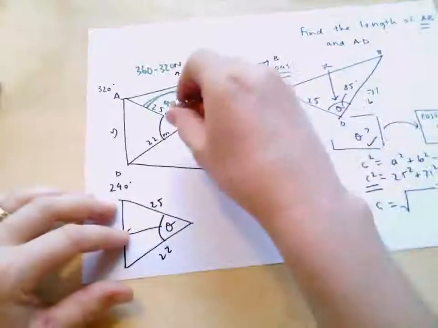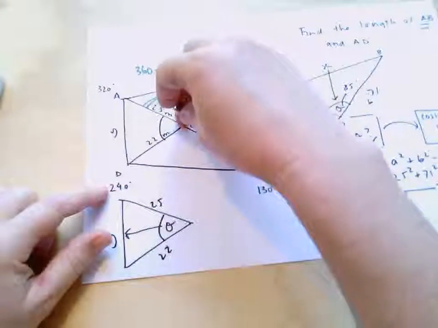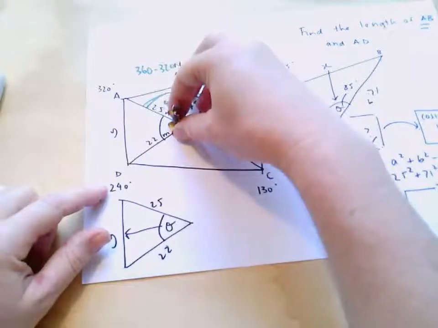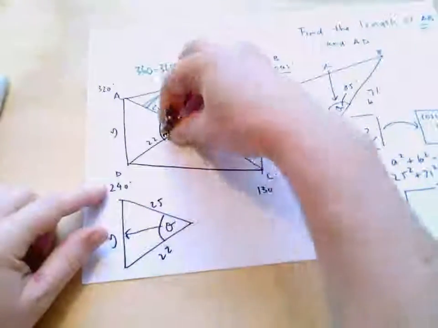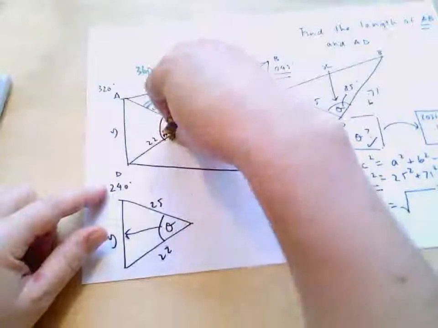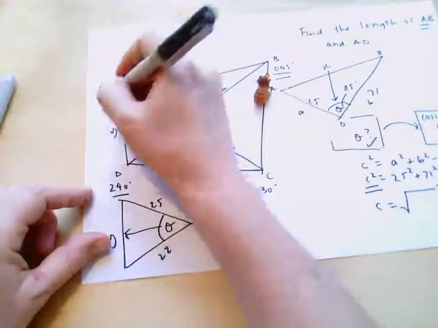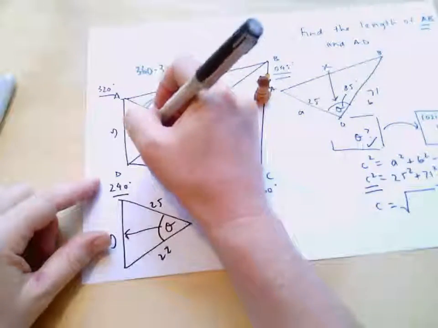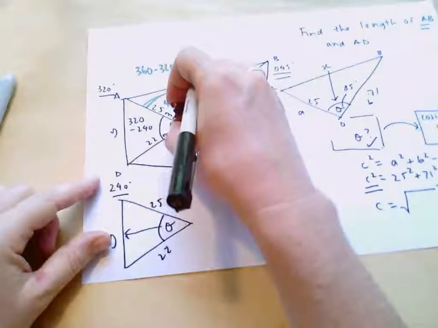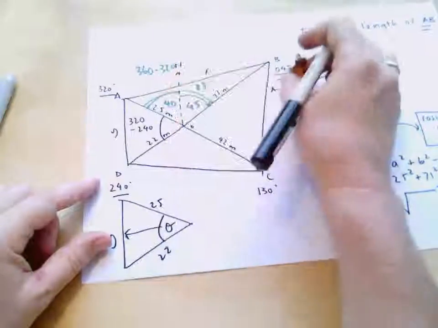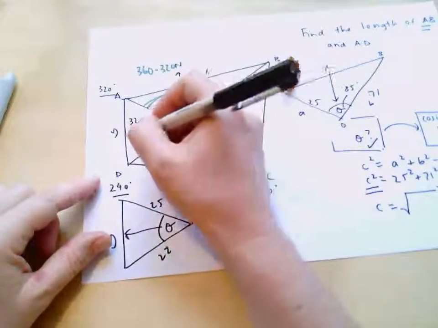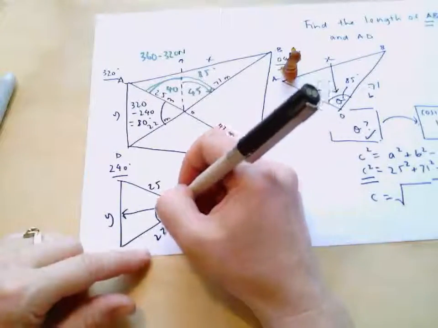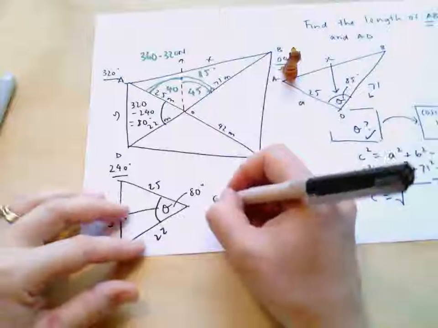Well, I know that this point D is on a bearing of 240, so all the way around to there's 240, all the way around to there's 320. So the difference here, how much have I turned through here, is going to be the difference between these two. So that angle there is going to be 320 minus 240, because that's the extra bit I had to turn to get to 320, okay? So 320 minus 240, I think that gives me 80. My brain's getting tired.